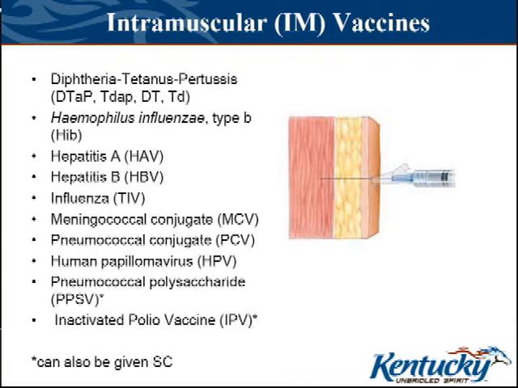You just want to make sure that you are at least 1 inch apart. I do want to bring to your attention the last 2 listed, pneumococcal polysaccharide, which is basically just adult pneumonia vaccine, and then the inactivated polio vaccine. They can be given IM or sub-Q.